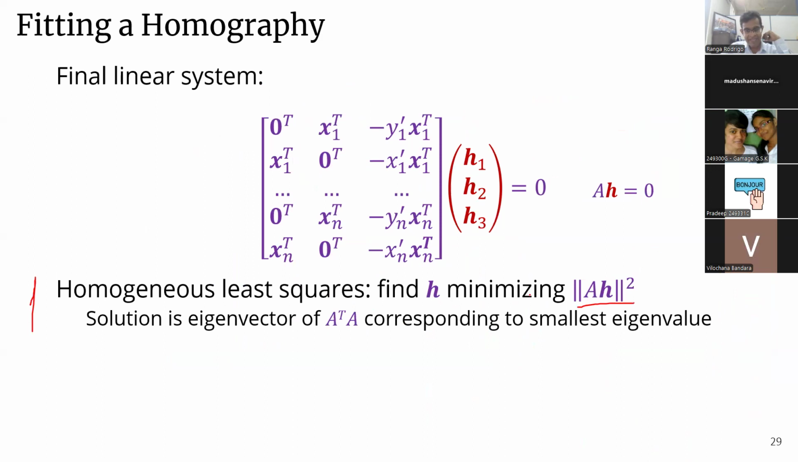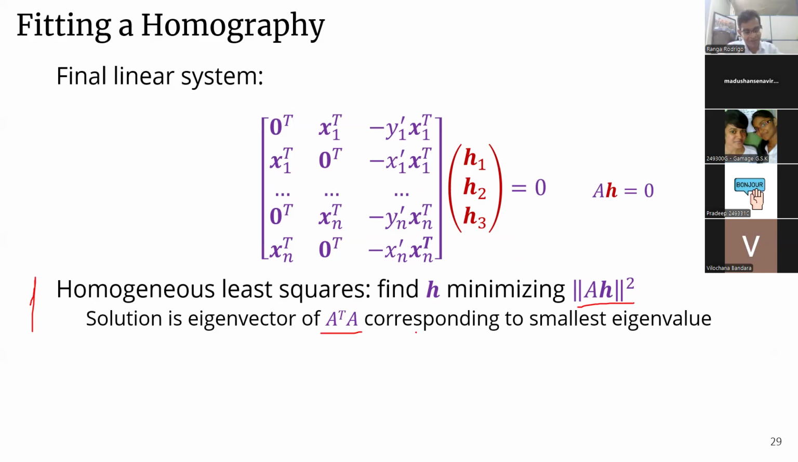Find H, minimizing the norm of AH squared. This is what we need to do. Otherwise, the trivial solution is the solution. The solution is given by the eigenvector of A transpose A corresponding to the smallest eigenvalue. If you don't understand this, memorize this: the solution is given by the eigenvector of A transpose A corresponding to the smallest eigenvalue.